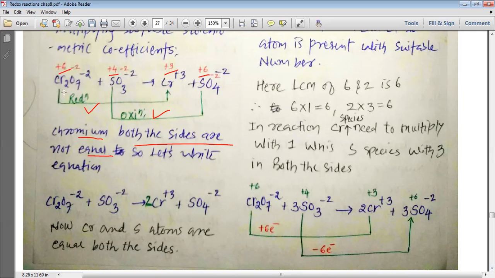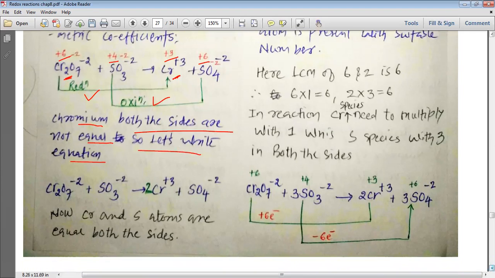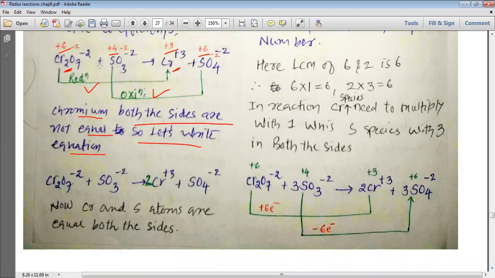Now my dear students, chromium on both sides is not equal. You can see that here we have 2 chromium and here we have only 1 chromium. So let us write the equation in a new manner where the atoms other than oxygen and hydrogen should be balanced on both sides. Other than oxygen and hydrogen, we have chromium and we have sulfur. On the left side we have 2 chromium and on the right side we have only 1 chromium. On the left side we have 1 sulfur and on the right side we have 1 sulfur. So only chromium needs to be balanced.